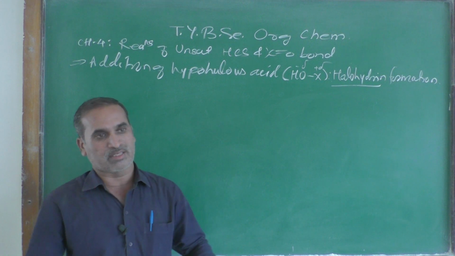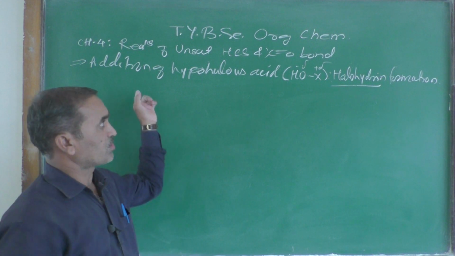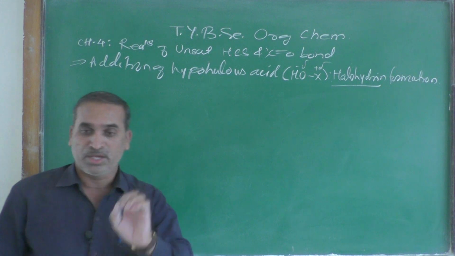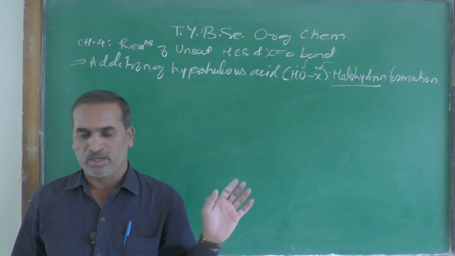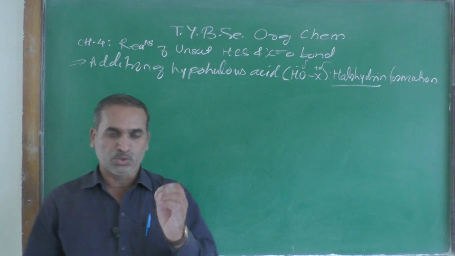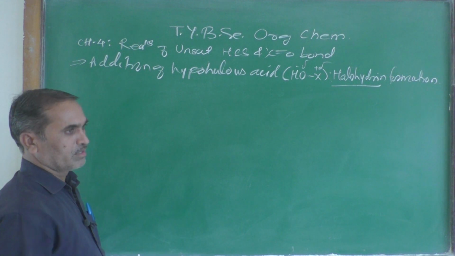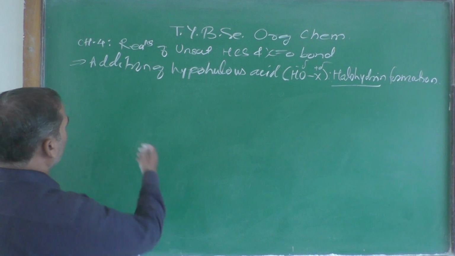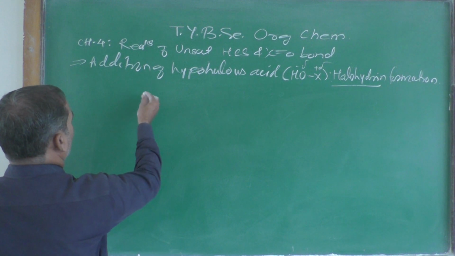If you know the mechanism, we are able to predict. Just now we have seen the mechanism. Now you just predict the product. I am going to give different types of examples here, and you have to answer the question, right? Now let us see one more example.